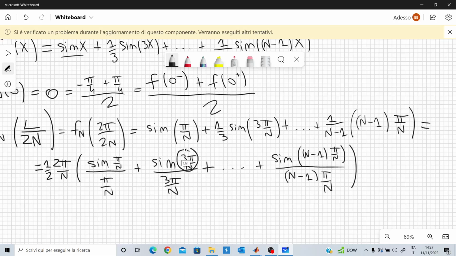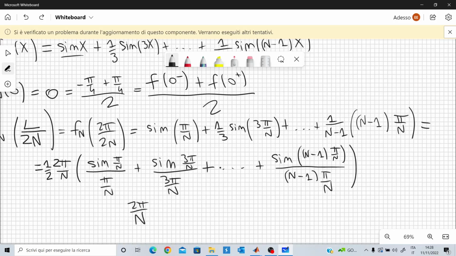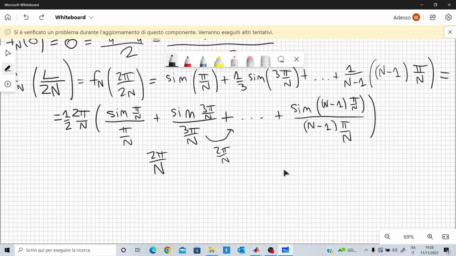Then here we are going to increase the argument of the sine by 2 pi over n. So if we add 2 pi over n to pi over n, we get 3 pi over n. So the increment that we have from here to here is simply 2 pi over n. Then similarly, when we go from 3 pi over n to 5 pi over n, we have another increment by 2 pi over n, and so on and so forth. So the increment from one term to the other is 2 pi over n, which is also here. And if you think about it, when n goes to infinity, this can be written as an integral.